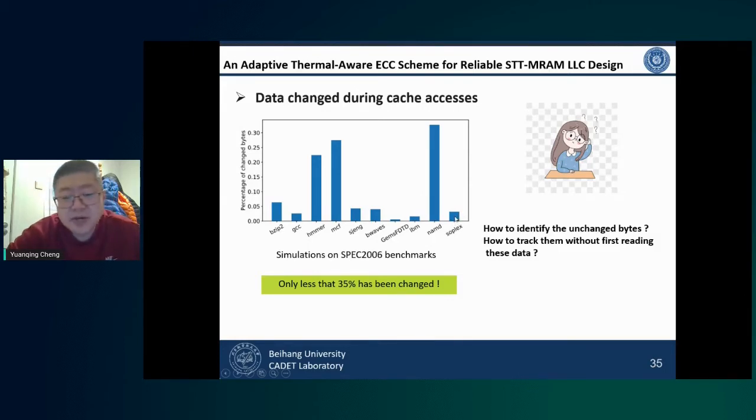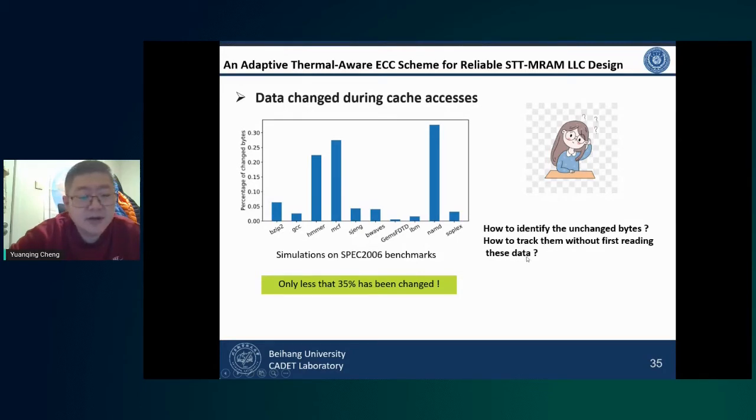So we try to reduce the data written back to the cache. We can save much more write energy because the write energy and the latency are very high for the STT-MRAM compared to the SRAM. But the problem is how can we identify the unchanged bytes or the unchanged data, and how to track them without first reading this data back?